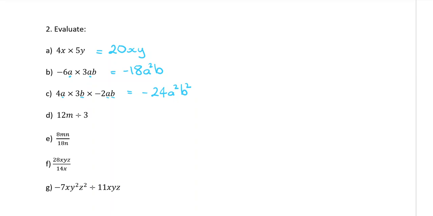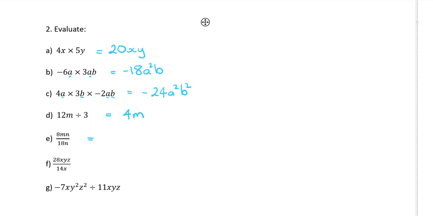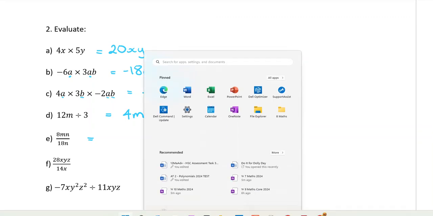And in this one, we divide the numbers, and if there's letters that are in both terms, they will cancel out. In D, 12 divided by 3 is 4, and we only have one m, so the m will sit afterwards. Okay, on to E. We have 8 divided by 18. Now that is not going to go nicely.